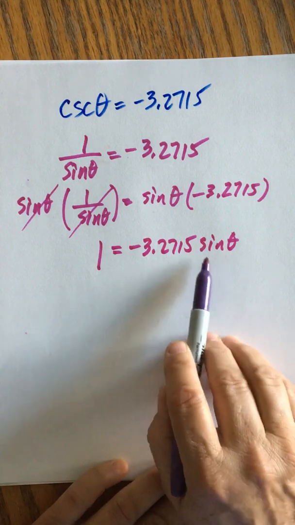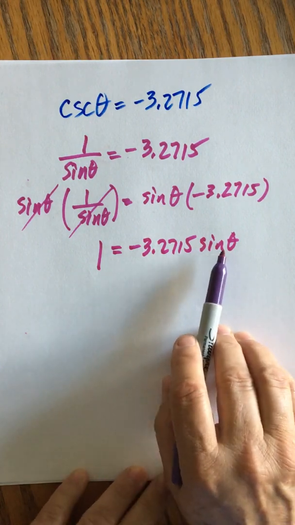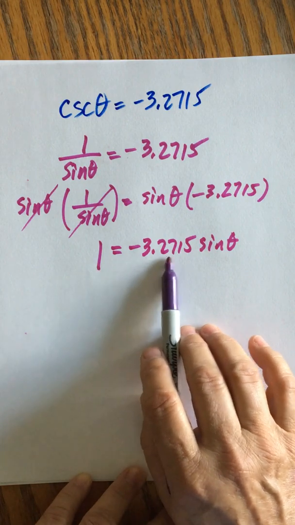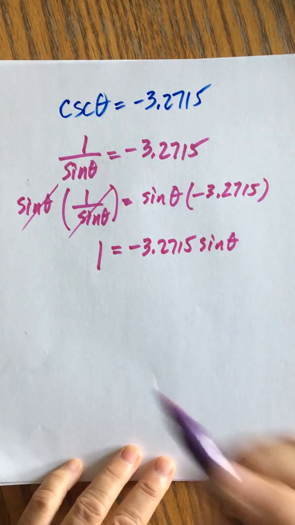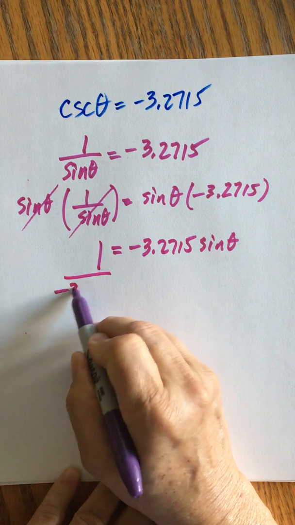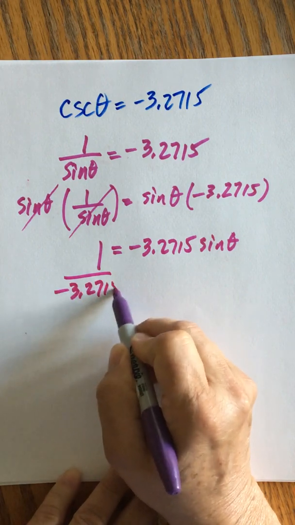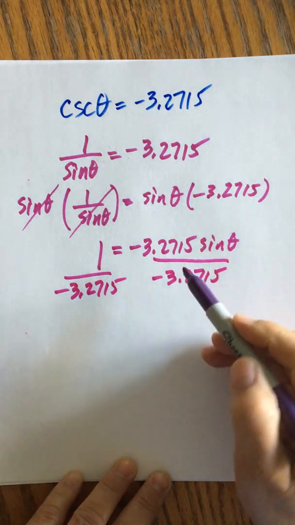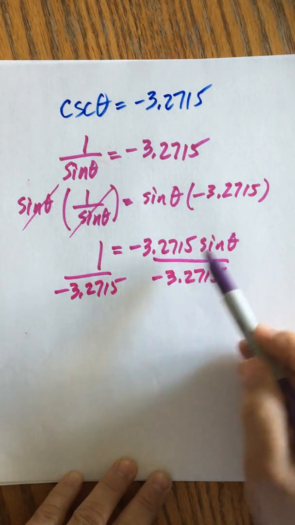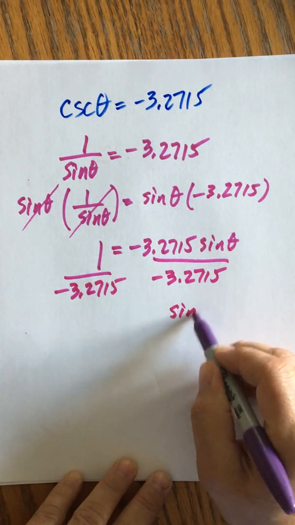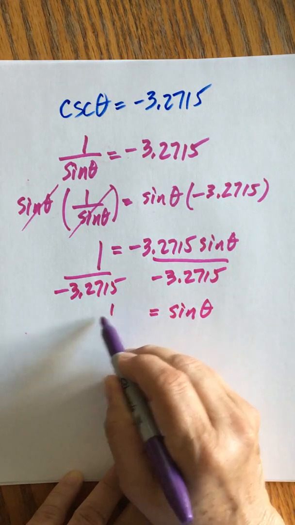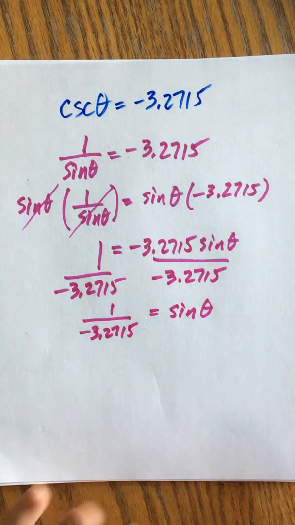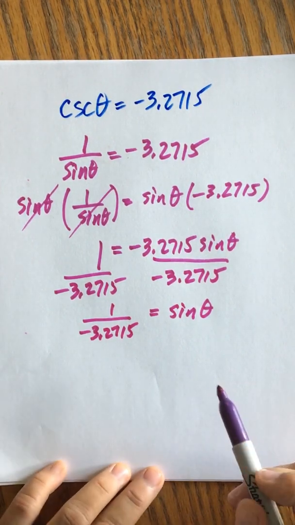All right, so now I'm still trying to get to sine theta, and what's happening to it? It's being multiplied by this number, negative 3.2715. So how do I undo that? I divide both sides by that, right? And so this is 1, and 1 times sine theta is just sine theta, is now 1 over negative 3.2715. So it's looking a little better.